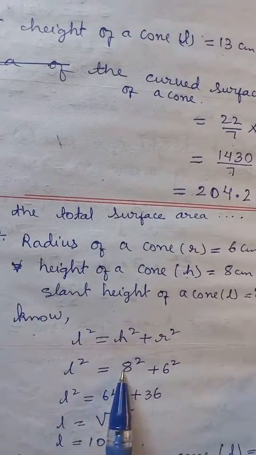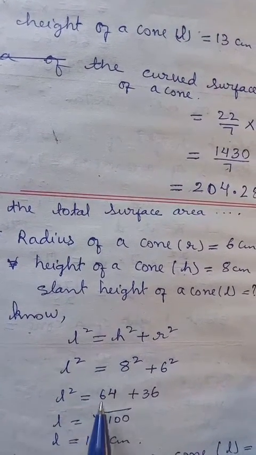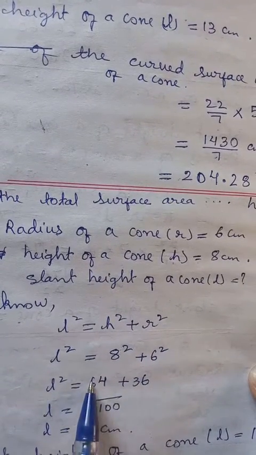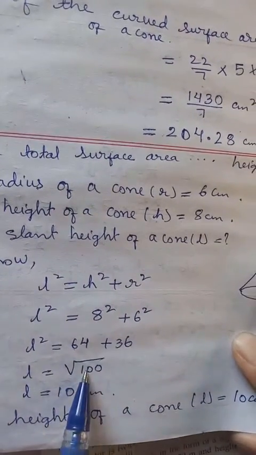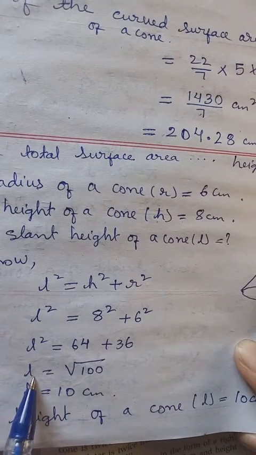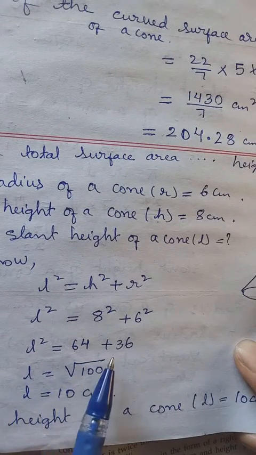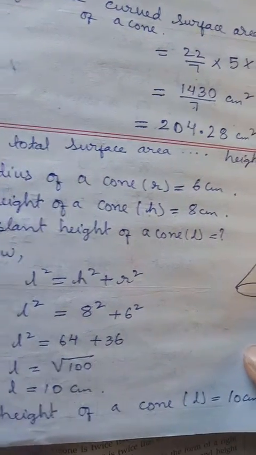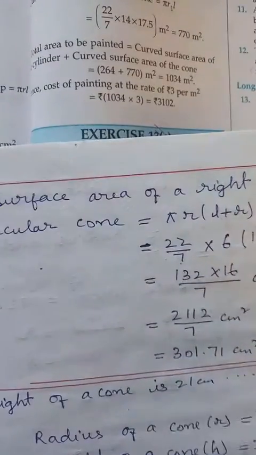H we know to be 8, square, so 8 into 8, 64. R we know 6, 6 into 6, 36. So 64 plus 36 will be 100. So we don't want L square, we want only L, so we can put square root. So square root of 100, we know it is 10 cm. We get the slant height, so now we can use the formula.